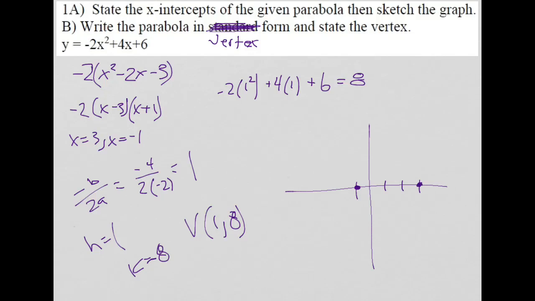And so actually another reason why we knew that our h value was going to be 1 is it has to be directly in between those two x-intercepts. So go 2 to the right, you get 1. Go 2 to the left, you get 1. So that has to be our x value. Y value is 8, so we're going to plot that point. 1, 2, 3, 4, 5, 6, 7, 8.